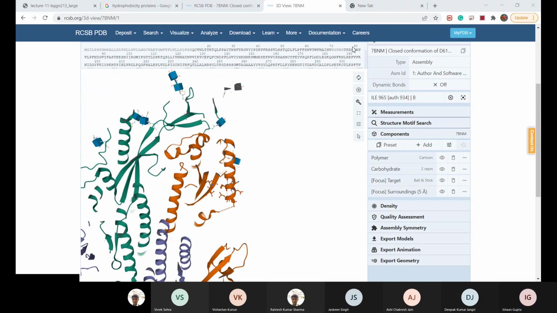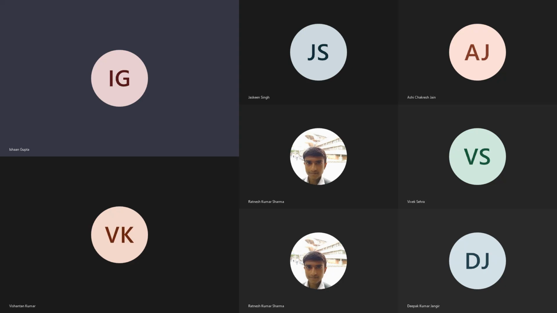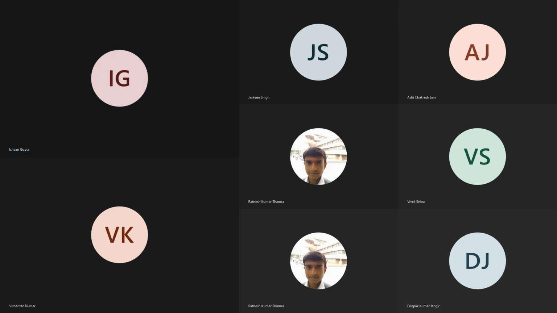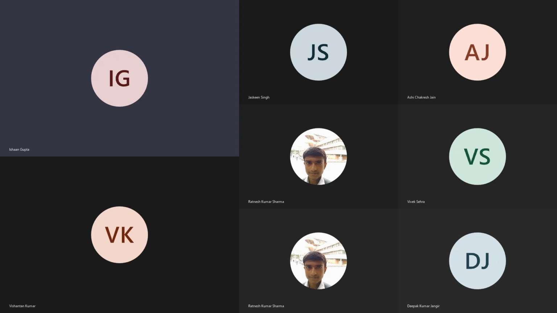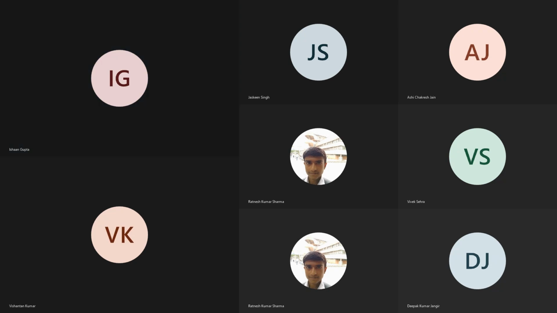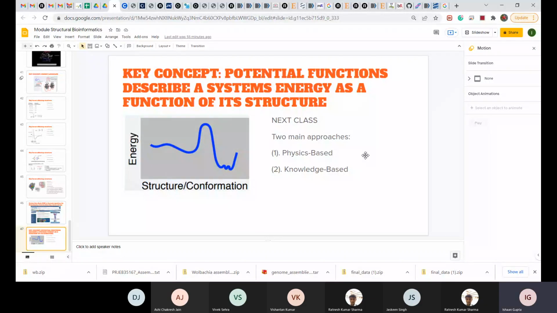Okay. Can I see a show of hands? How many of you were actually able to open and look at the protein structures? Oh, sir, I did not. So I'll wait for you, Ratnesh and Deepak. Sir, I forgot, what did you search there? I searched for the spike protein of the SARS-CoV-2 virus.